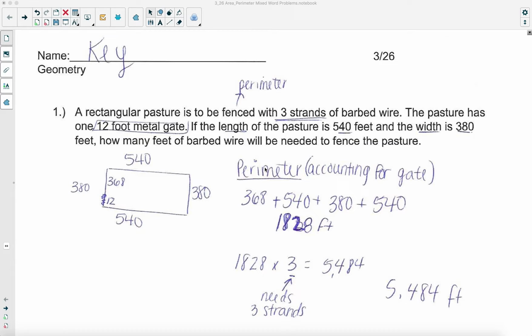Everyone, how's it going? Today I am going to walk through the solutions to the word problems dealing with both perimeter and area that are assigned for March 26th. So let's get to it.